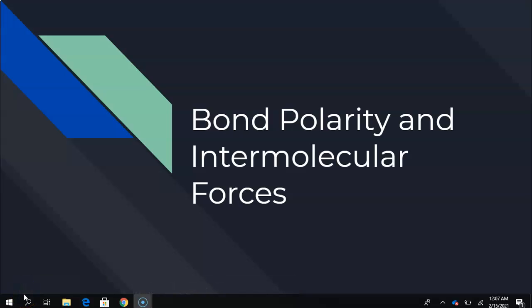In this lesson, we're going to look at bond polarity and we're going to look at intermolecular forces. As we've seen with our bonding, we have forces that are holding elements together. Now we're going to look at the things that hold molecules and compounds together so that they can make bigger chains and actually make things that we're used to, like the water we drink, or the computer you're working on, things like that.